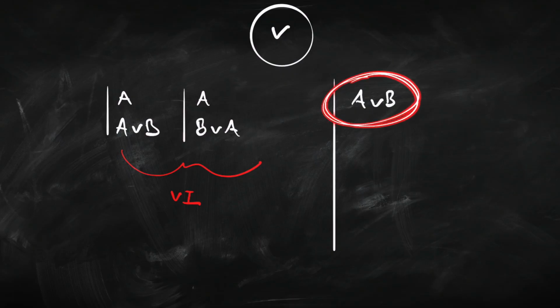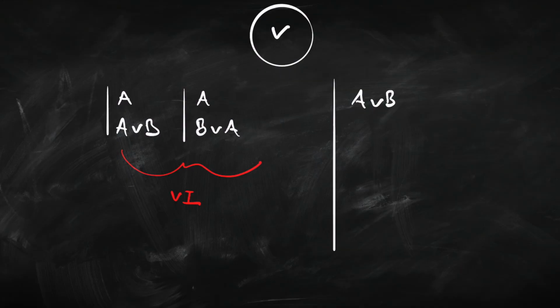Suppose we've got A or B in a proof. Okay, there's no obvious way that we can swiftly eliminate that, because if A or B is true, we don't know which one it is. We don't know that A's true, we don't know that B's true, so we can't go directly to A, we can't go directly to B. We have to do something a little bit trickier.